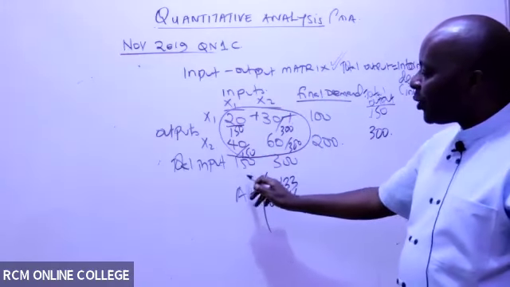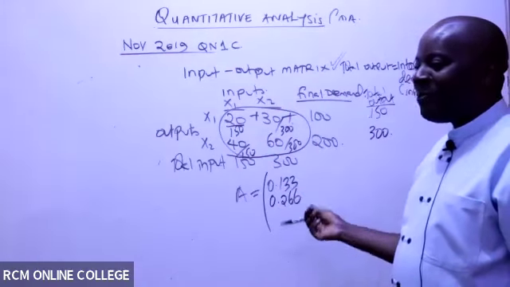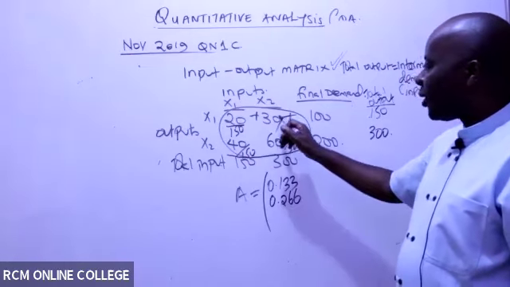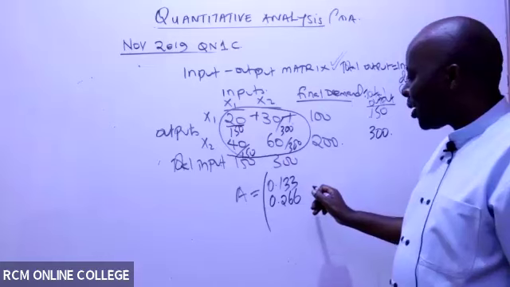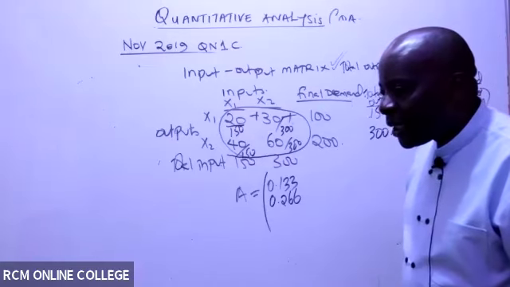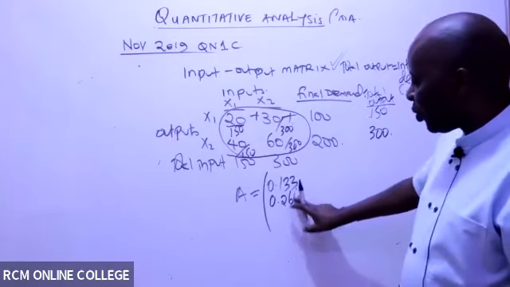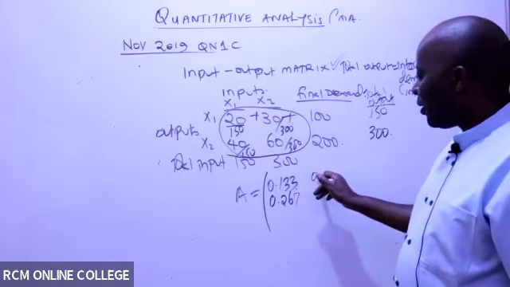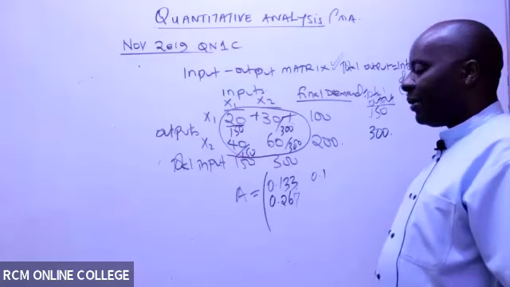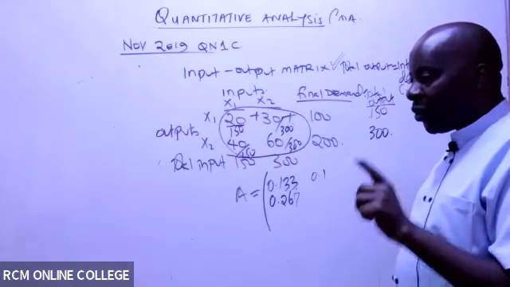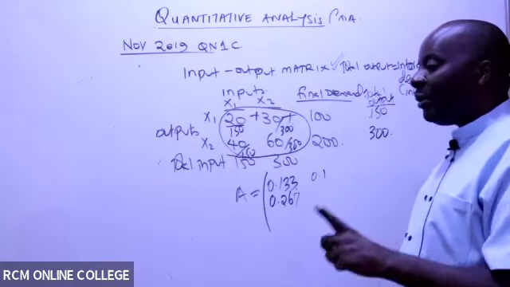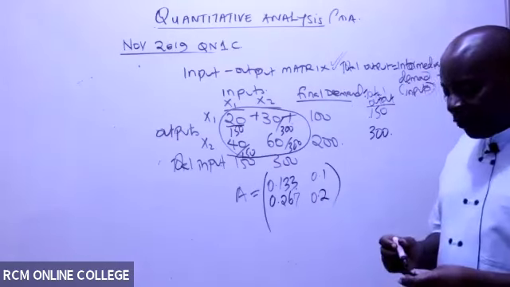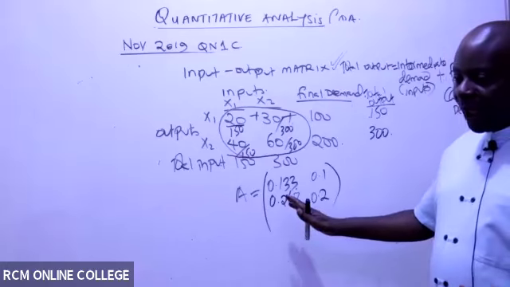Remember, this matrix A does not, don't tell me to divide by 150 or 150. No. Matrix A captures only relationships between sectors. So 30 over 300 is 0.1. 0.266, 0.267, so it's supposed to be 0.267, 3 decimal places. Then 60 divided by 300 is 0.2. Thank you so much. Now you guys have started knowing the trick.